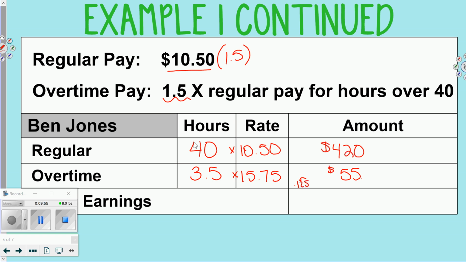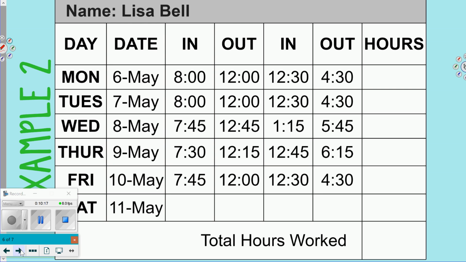So that 5 is going to cause that 2 to round up to be 13 cents. So for our total earnings, 420 plus 55.13, total gross pay of $475.13.